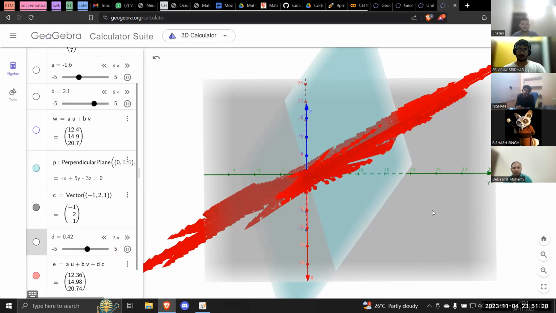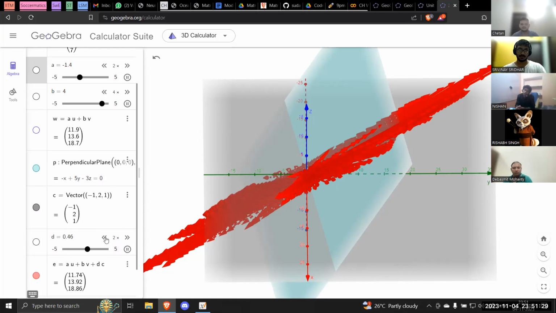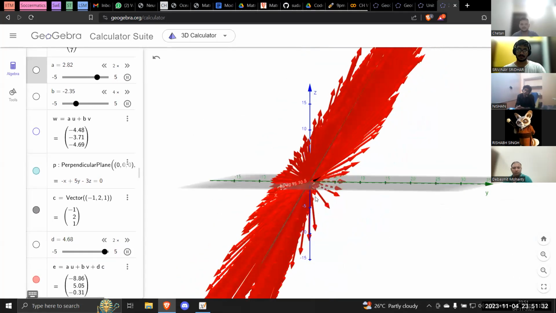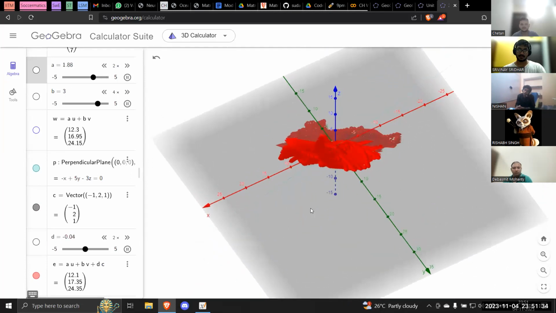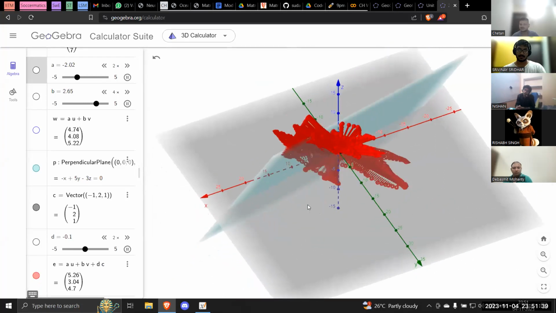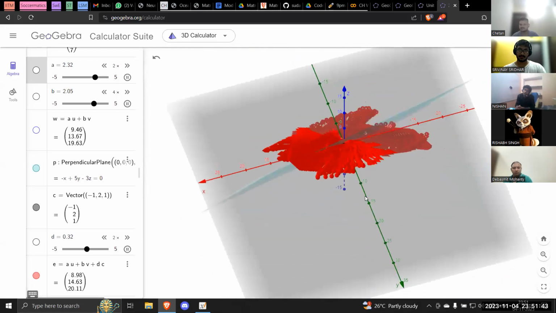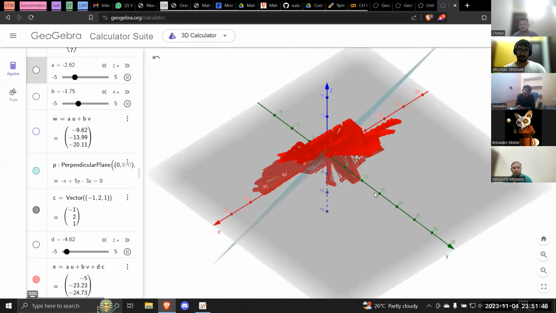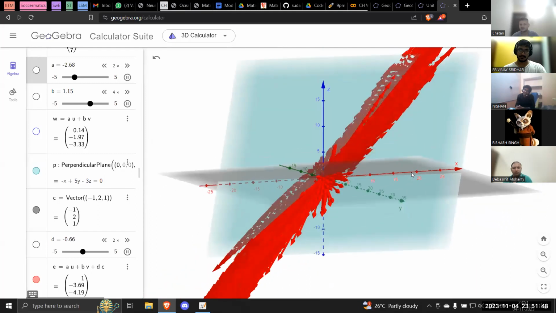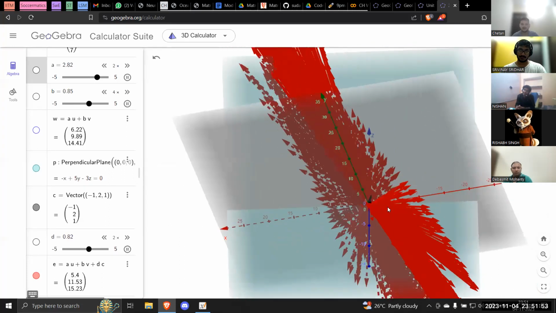Right. Can you guys look at it and tell me what we are getting here? Can you move this around, Vinay? See, what are we getting here? Does this look like a plane to you, guys? Does this look like a plane to you? No, Chitturaja says no. It does not look like a plane to him.